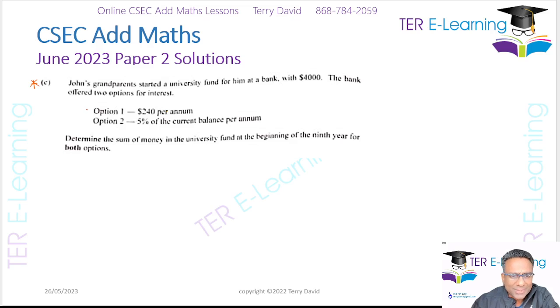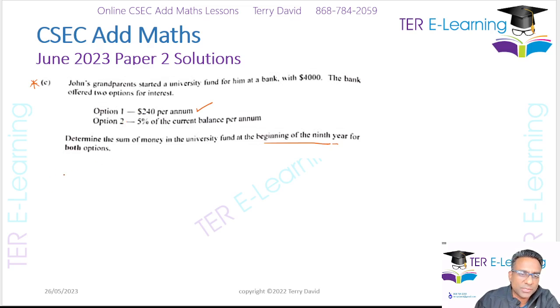Now with the first option, he's being given an interest of $240 per annum, which means that every year he's being given $240 more than what he had in the bank. So option 1 is an arithmetic progression, because initially you're going to start. Now the question asks us for the beginning of the ninth year. So I've had a lot of students ask me whether it should have been 8 or it should have been 9. Now it depends on what you take as your first term in your series here.